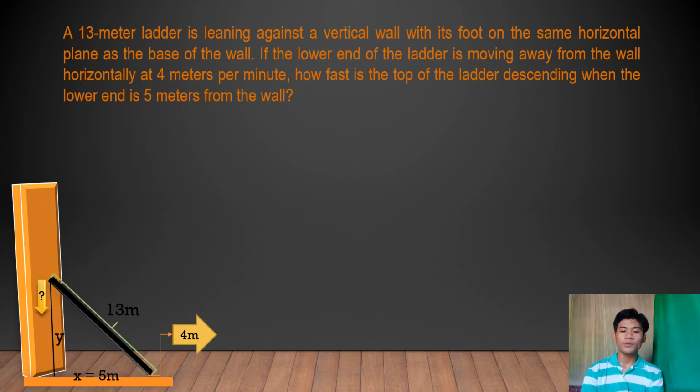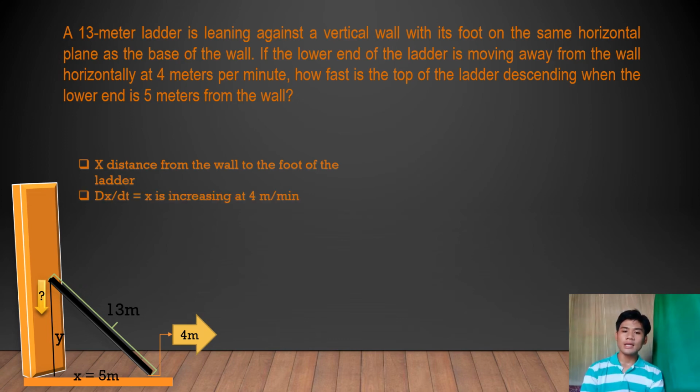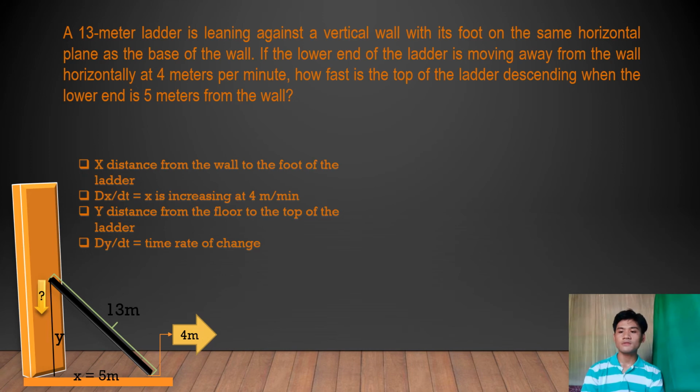The height we denote as y, and x is the distance from the wall to the foot of the ladder, and dx over dt, or the rate of change in terms of x with respect to time, means x is increasing at 4 meters per minute. Then y is the distance from the floor to the top of the ladder, and dy over dt is the rate of change that we are looking for. Since it forms a Pythagorean theorem, just use the same formula.